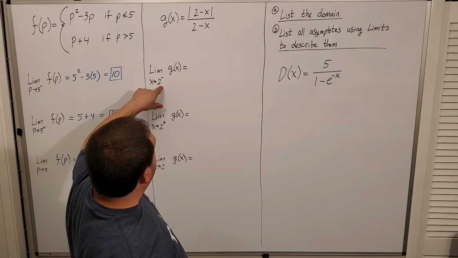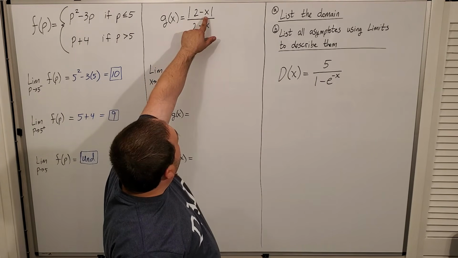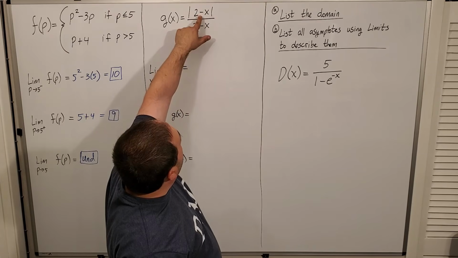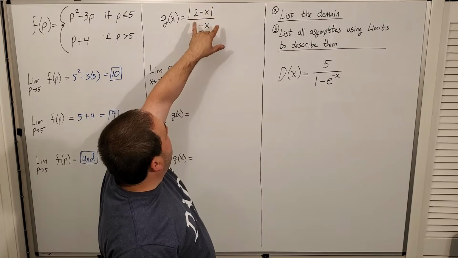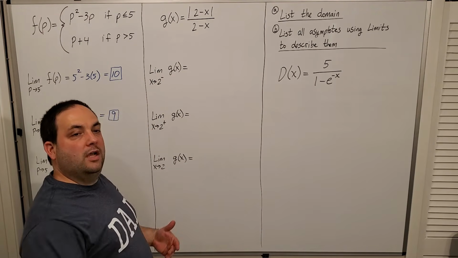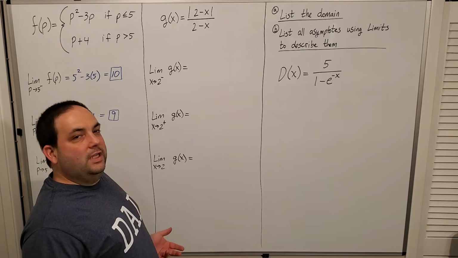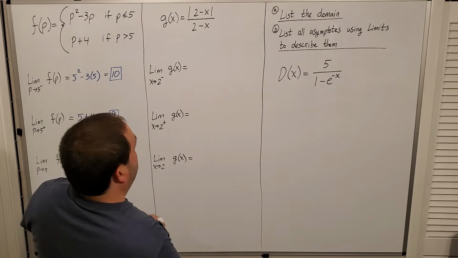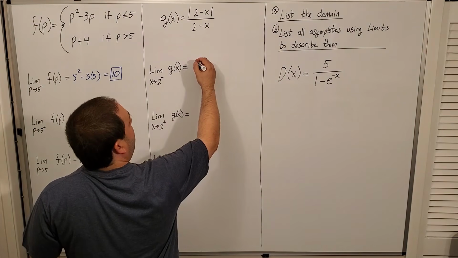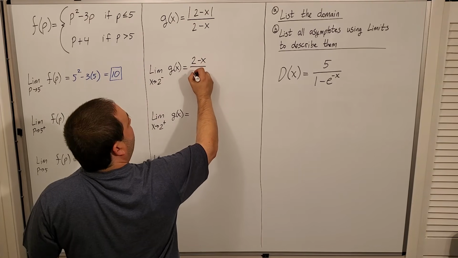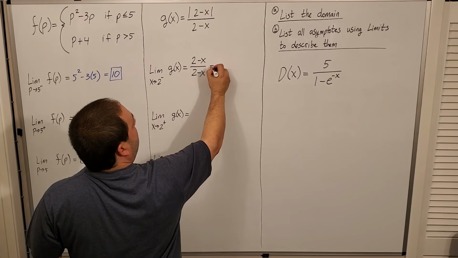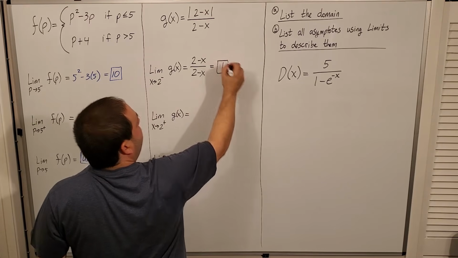Because if it's less than 2, then anything less than 2 here, 2 minus 1, 2 minus 0, 2 minus negative 1, this absolute value is going to be working with a positive value, which means it's really not going to do anything. So in other words, this is just going to be 2 minus x over 2 minus x, which is just going to give me a 1.